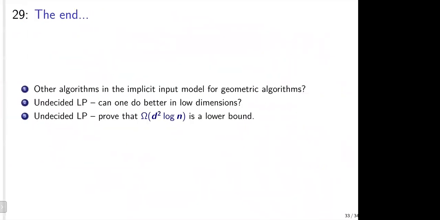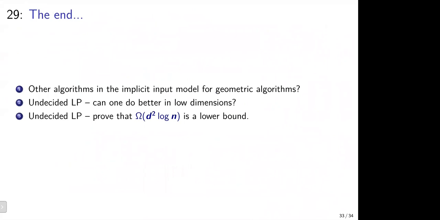Okay, so we have reached the end. There are a lot of interesting open problems, I think. I think the most interesting thing for me is to find, under the implicit input model, algorithms for geometric settings. I think that there is a chance to find a lot of interesting stuff there.